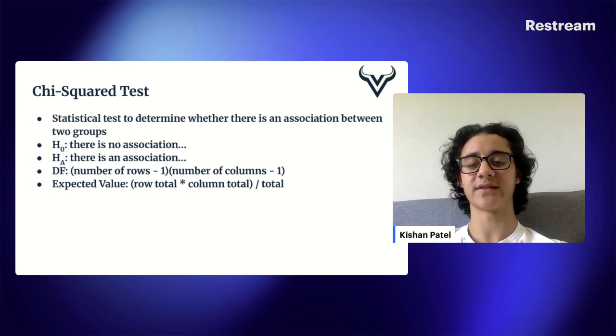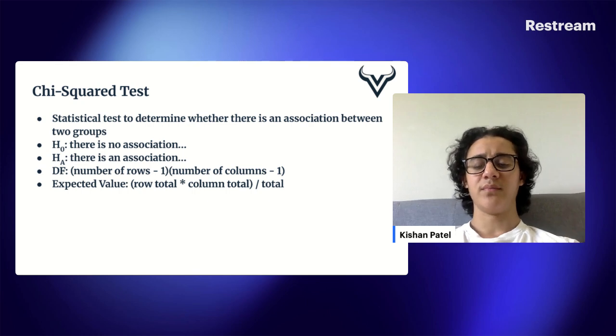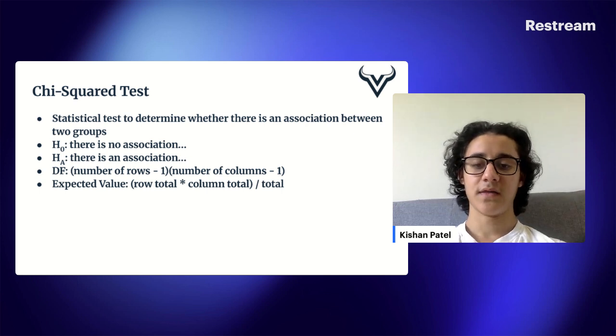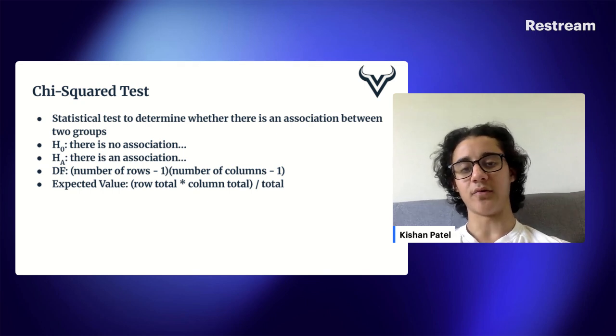The degrees of freedom is calculated differently here. In your table, it would be the number of rows minus 1 times the number of columns minus 1. And another number you need to know is the expected value. And this is calculated by the row total times the column total divided by the total. So we'll get to that now.